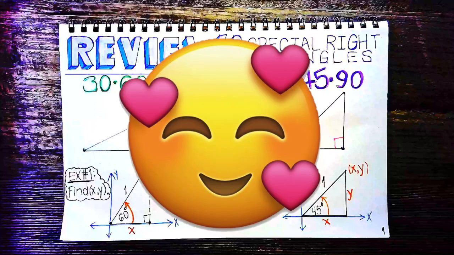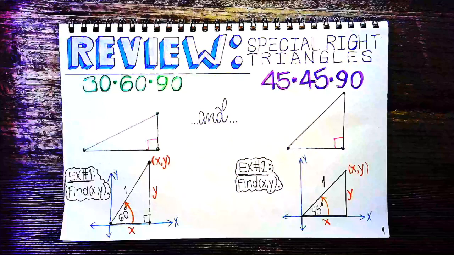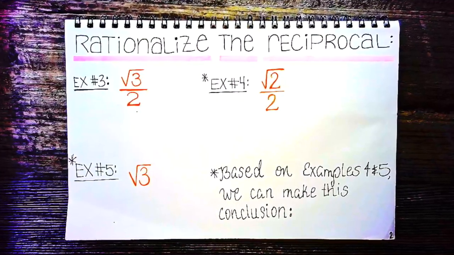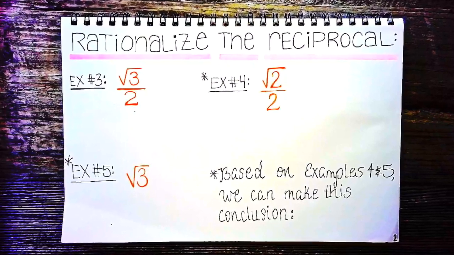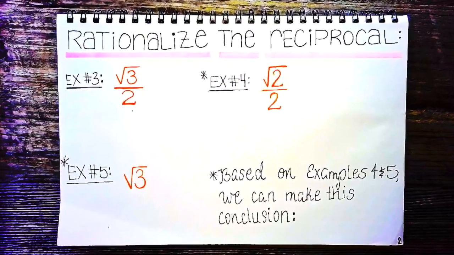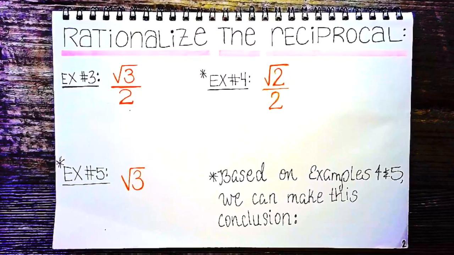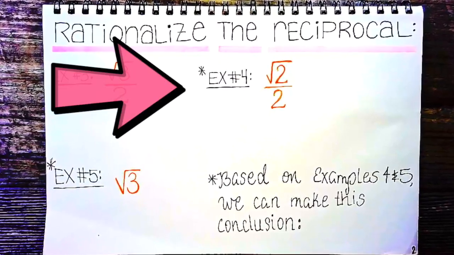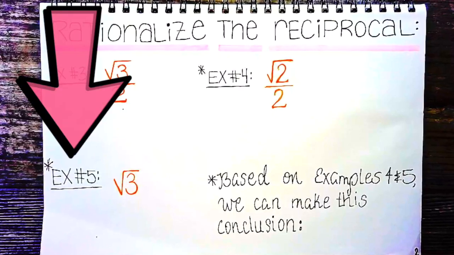I really enjoy trigonometry and the unit circle and all the topics that go along with this, and I think you will too. After we finish this quick review of the special right triangles and these two examples, we're also going to go over rationalizing denominators. We will review the word reciprocal, and we will also come up with a really cool trick for rationalizing reciprocals of expressions that you can see in example 4 and example 5 that I had put those little stars by.